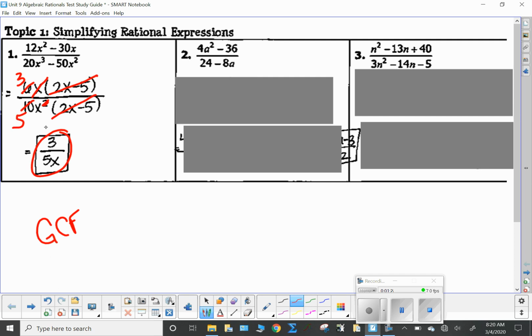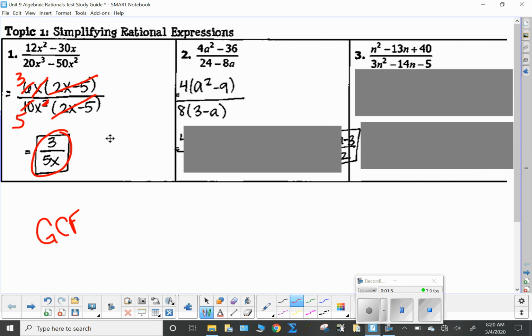Most of this is going to be greatest common factor or a fairly basic difference of squares, things like that. If we look at number 2, I've got a 4 and a 36. 9 will come out of both of those, a 24 and an 8, and I can get 8 out of both. So I do that. Now I have a squared minus 9 over 8 times 3 minus a. Now here I have to remember that 4 goes into itself once and into 8 2 times.